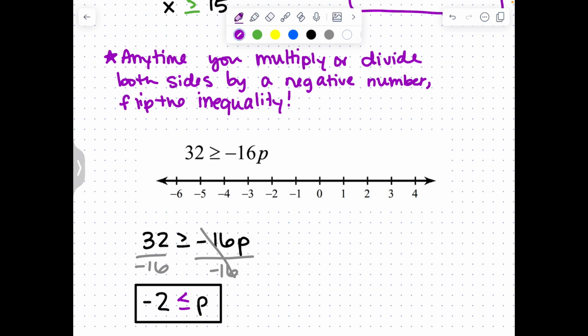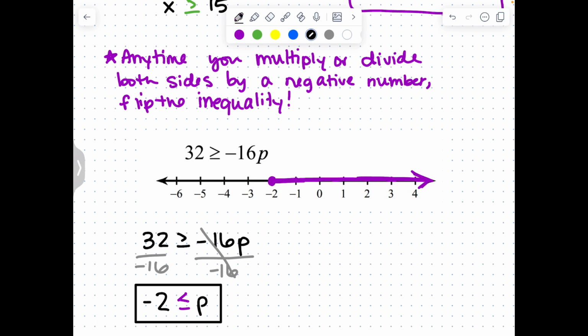And then we'll graph it up here. We find the -2. We do want to use a solid circle. And we want the -2 to be less than all the p's. So we're going to shade in the right side because p's are going to be greater than -2.